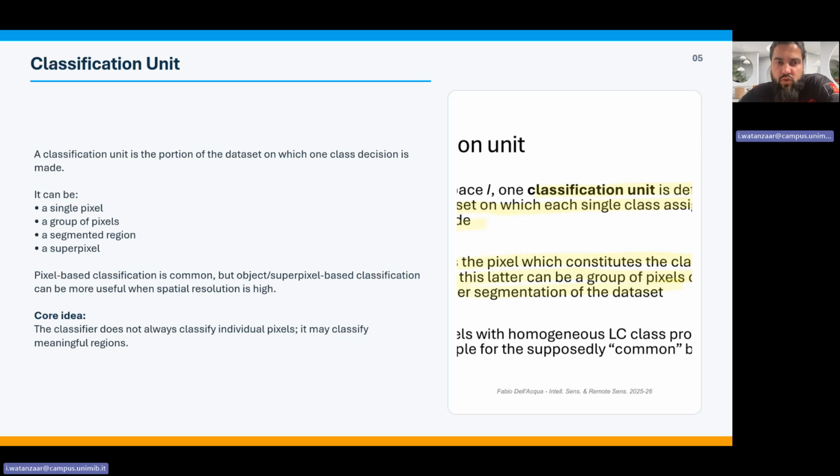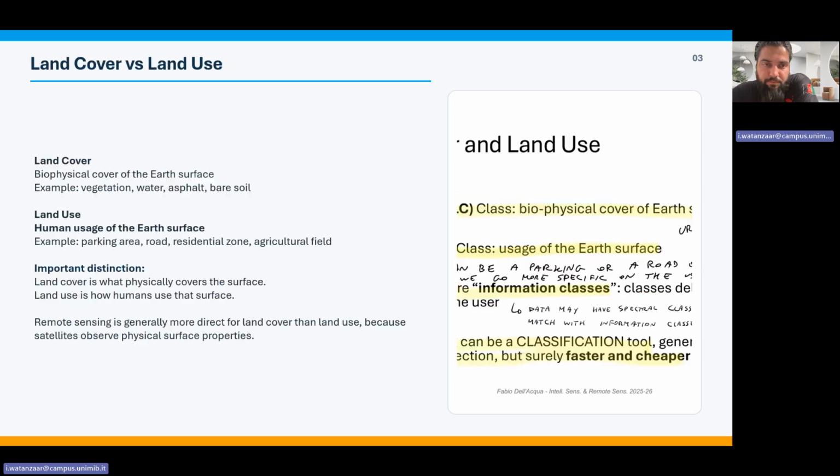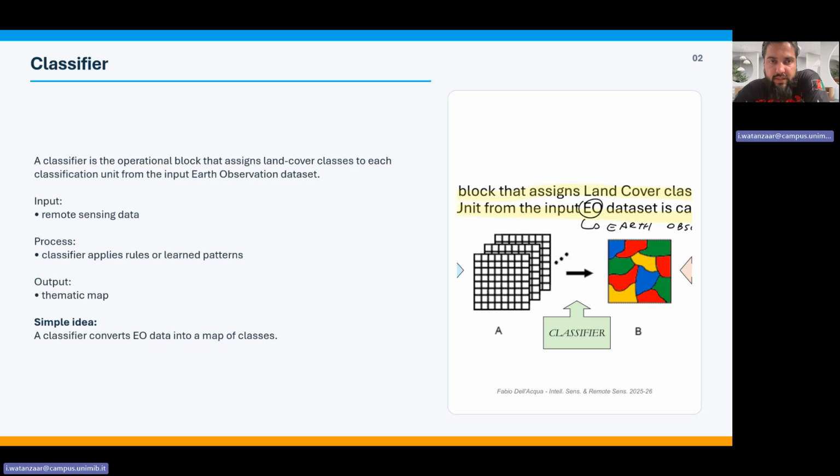It can be a single pixel, a group of pixels, or a segmented region or a super pixel. If we look again in more detail, the classifier is an operational block. So the operational block can have multiple classification units. And what is the job? To assign land cover classes. So in the classifier, we are having multiple land cover classes, and they are assigned to each classification unit.